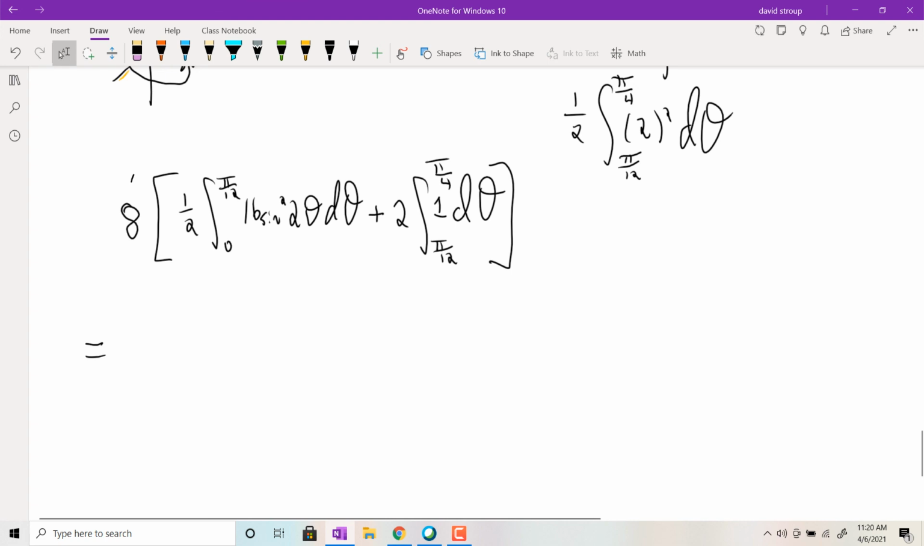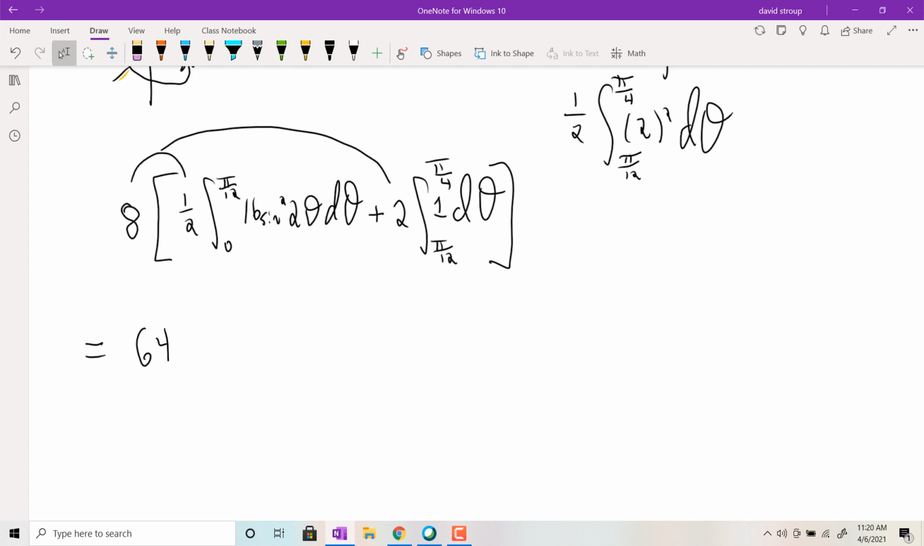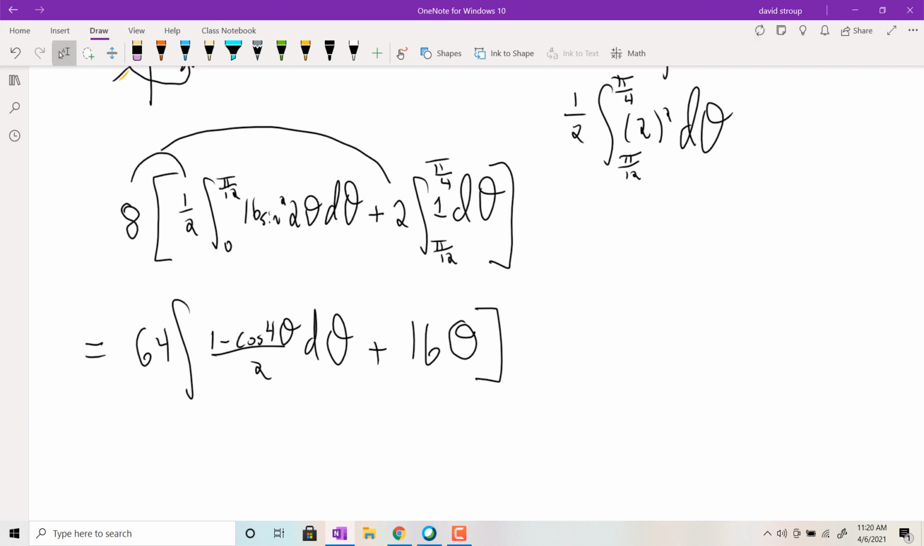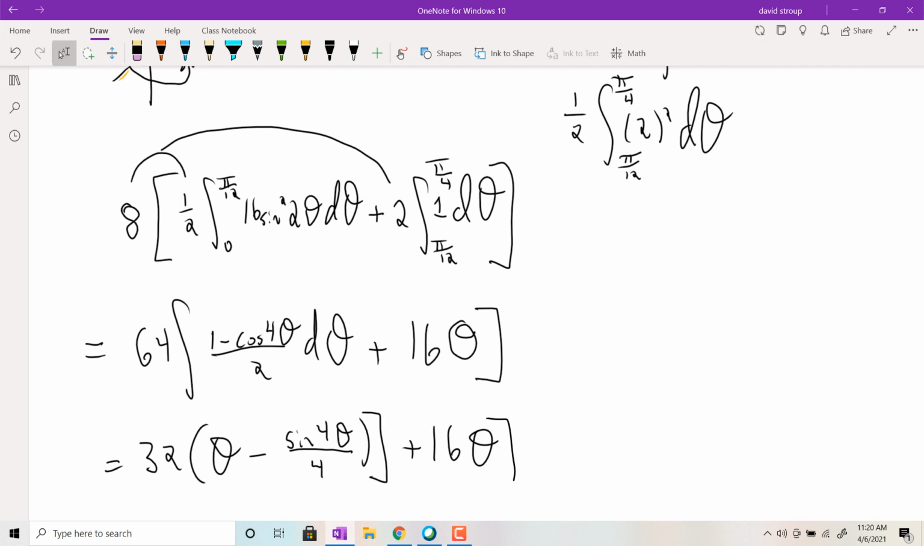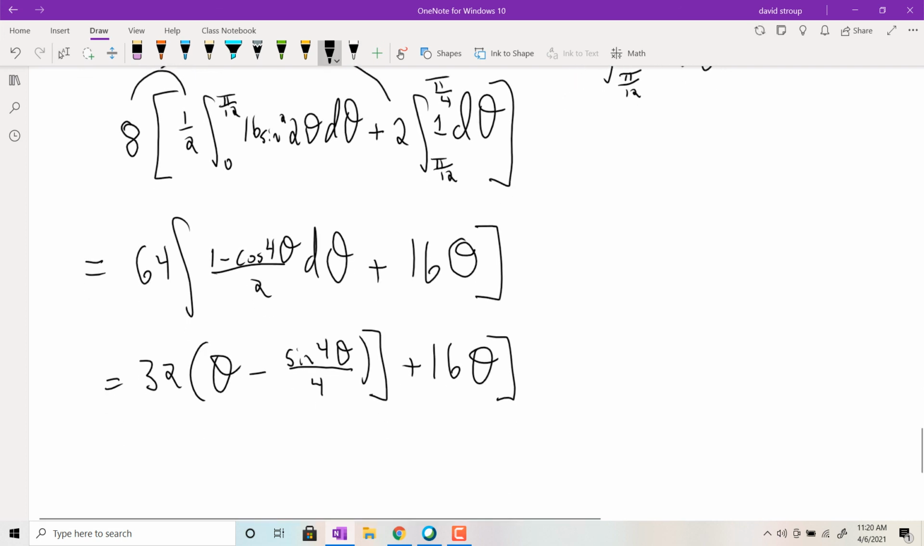I'll go ahead and distribute the 8. If I distribute to the first one, it will be 4, and then times 16 is 64. I'll need to use the power reduction formula, so that's going to be 1 minus cosine of 4 theta all over 2 d theta, and then plus 16, and that will just be theta integrated. Factor out the 2, I get 32 times theta minus sine of 4 theta all over 4. And then I need to evaluate that, plus 16 theta evaluated, going from 0 to pi over 12 here.